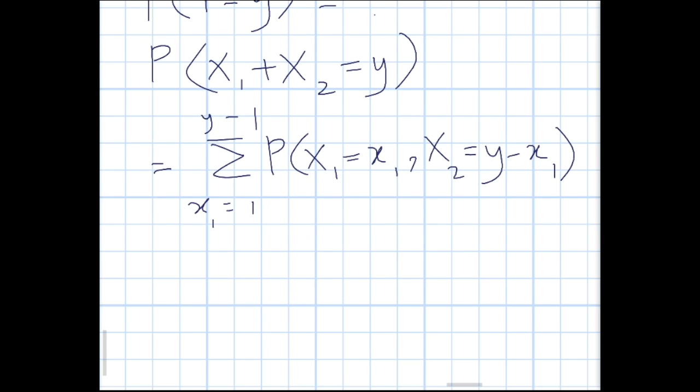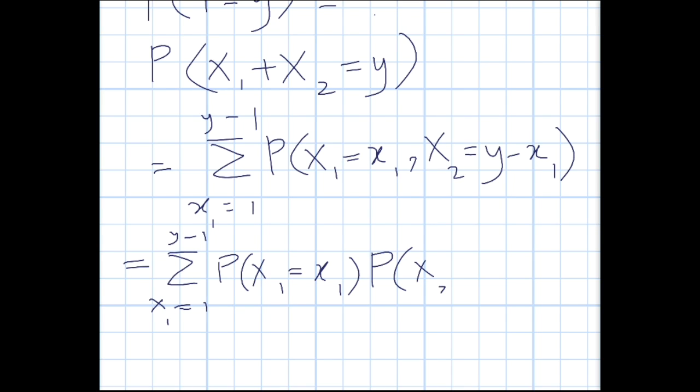Okay, so x1 is equal to 1. We'll make sure that the minimum value of x1 is 1, and x1 is equal to y minus 1. We'll make sure that the minimum value of x2 is equal to 1. So then we apply the independence property. P of x1 equals x1, P of x2 equals y minus x1.